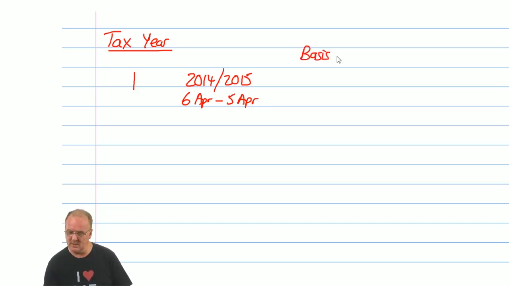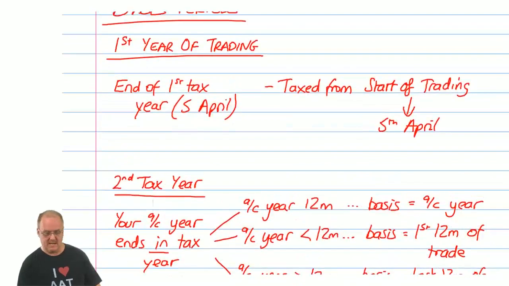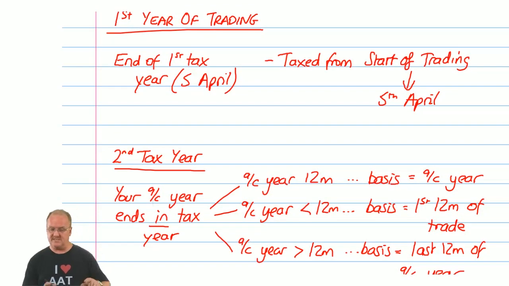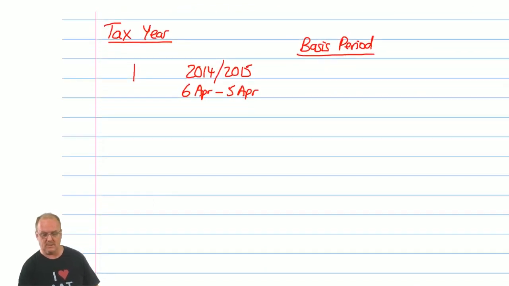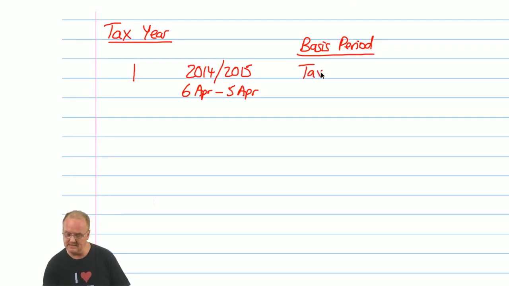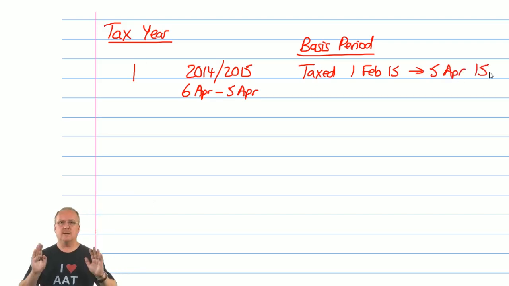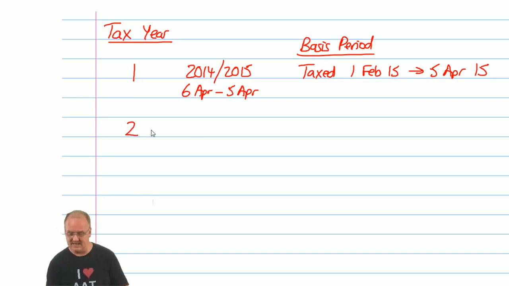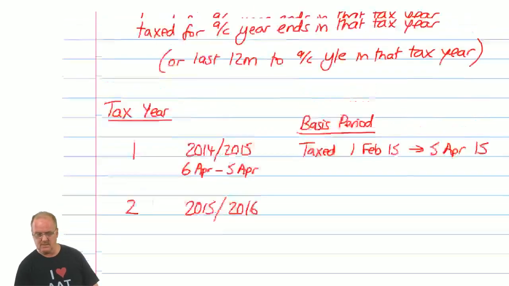What will she be taxed on? Well, you remember the rules. In year 1, you're taxed from the start of trading up until the 5th of April. So she will be taxed from, when did she start trade? The 1st of February 15's profits up until the 5th of April 15. Now that's tax year 1, not needed for the answer, but it's good to do it because it tells you that tax year 2 is therefore 2015-2016. So up to our box we go.